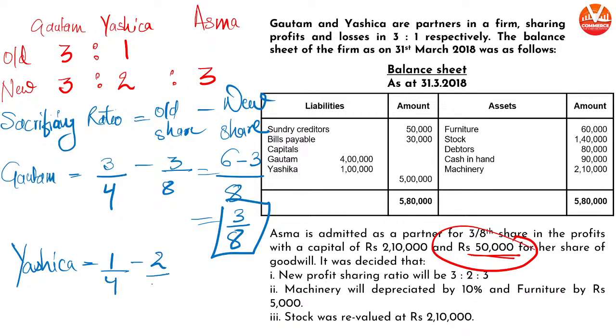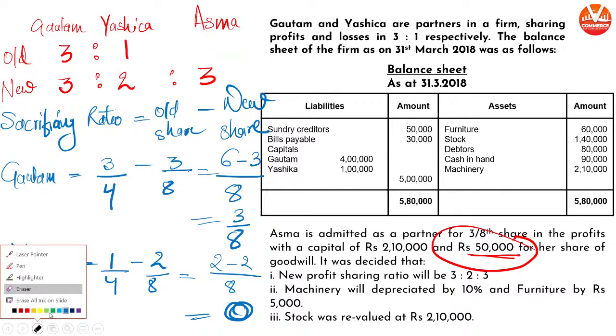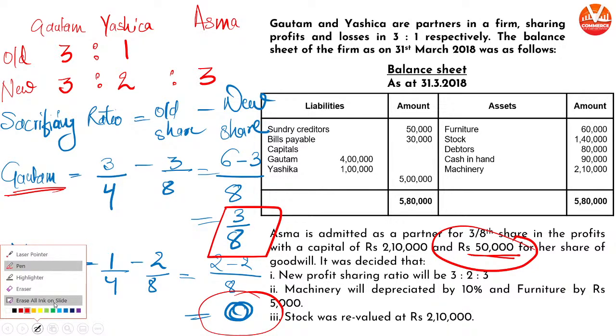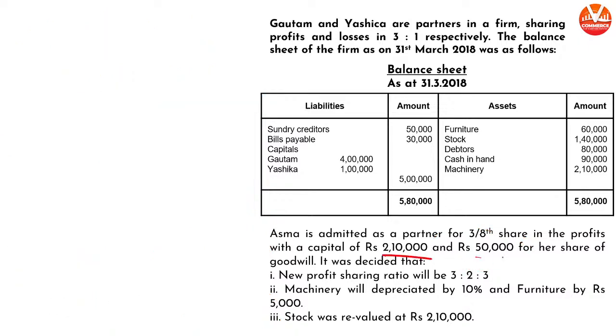1/4 minus 2/8, it will be 2/8 minus 2/8, which is 0. So as we can see, we have calculated the sacrifice of the partners. Gautam is sacrificing 3/8, but Yashika is not sacrificing anything. So only Gautam is sacrificing. First of all, we will pass the journal entry for capital and goodwill.